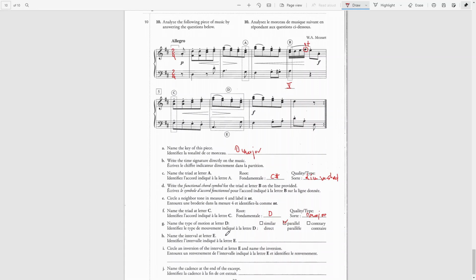Name the interval at letter E. We have an A and we have a G. In the key of A major, the seventh note is G sharp. Here we have G natural. This is a minor seventh.